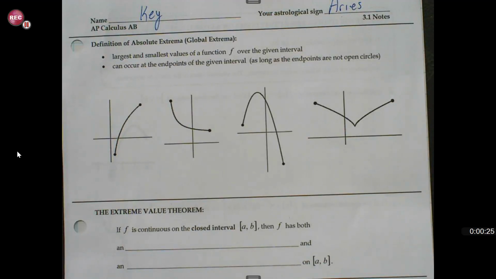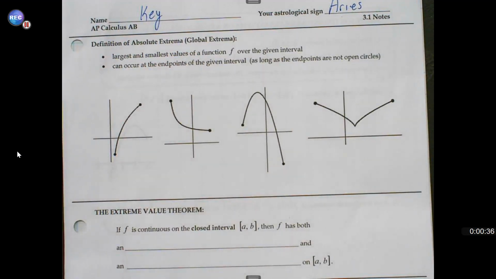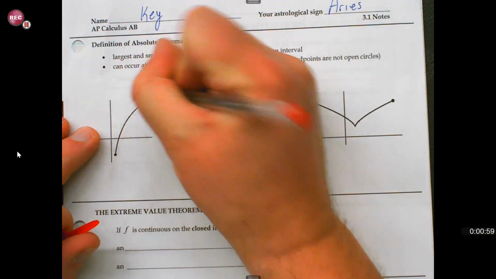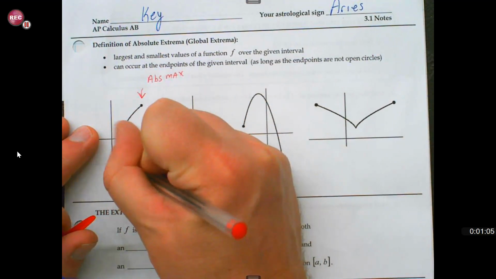So, what Section 3.1 is about is absolute extrema. Sometimes they're referred to as global extrema, so these get used interchangeably. They are the largest and smallest values of a function f over the given interval. So here are four pictures, and we're going to identify where those absolute maxes and mins occur. On that first picture, looking for the highest point on that interval, that would be right here. So that's our absolute max. That would be our absolute min.